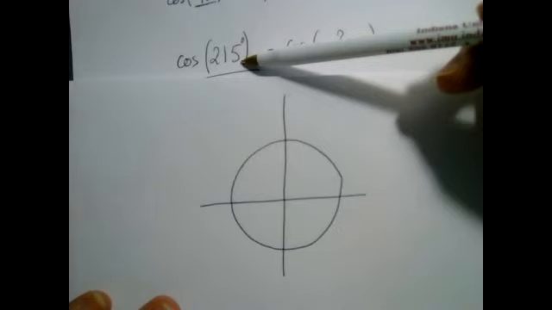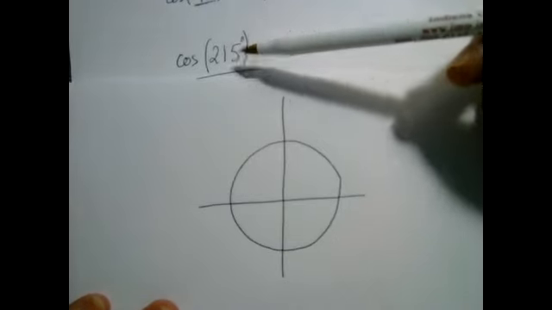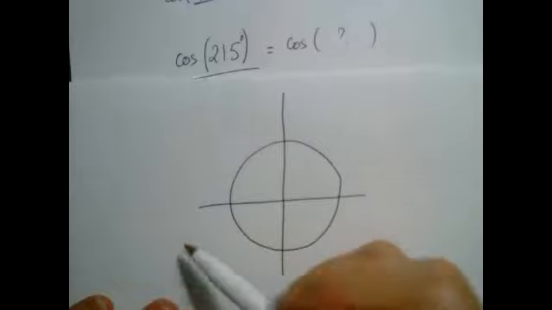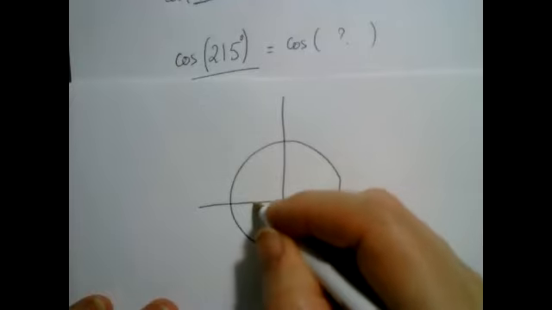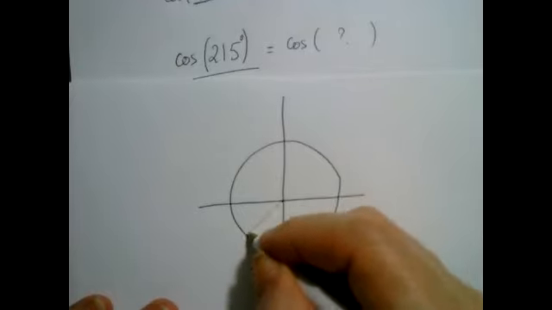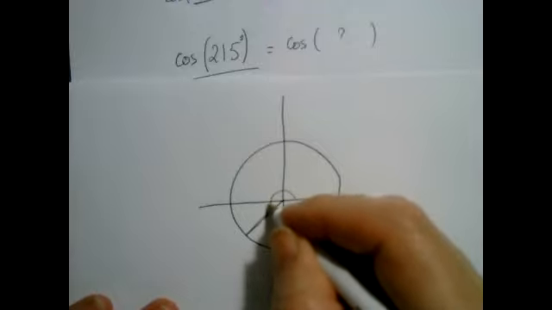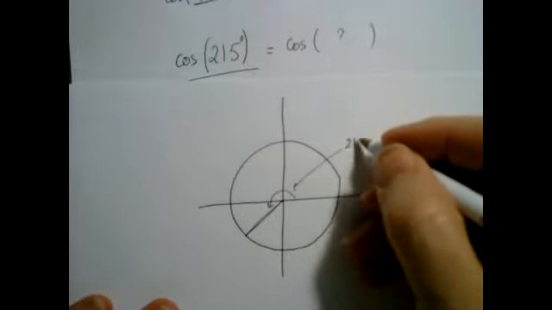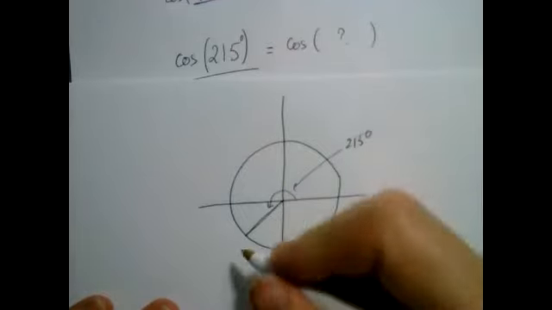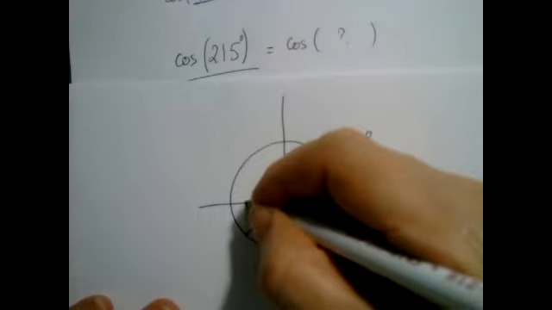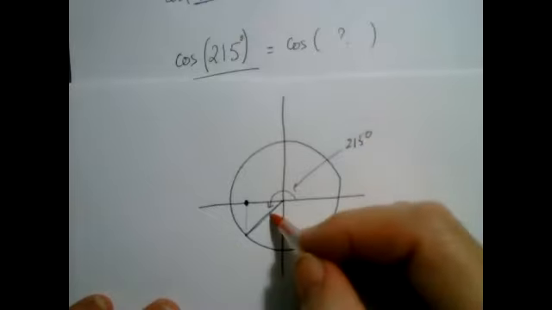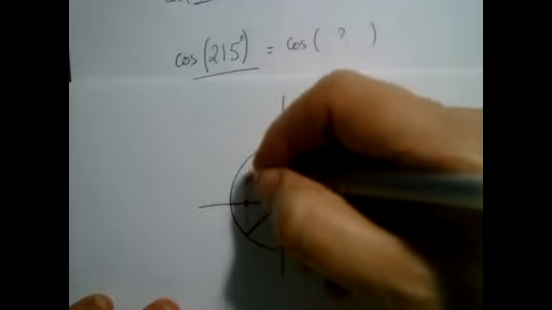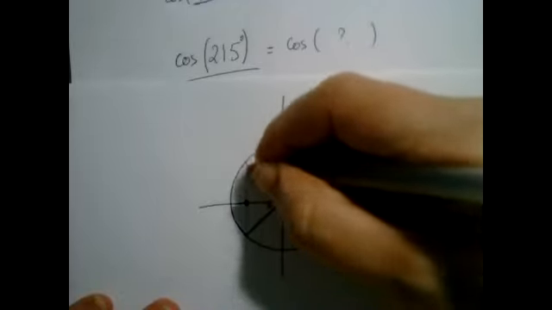Question number 1, 215 is in which quadrant? Quadrant 3, do we agree? 215 is in quadrant 3. Yeah, that's 180, that's 270, so 215 is somewhere in here. This is 215. What is the cosine of it? It's the x-coordinate. Okay, give me another angle. First, we're going to graph the angle and then we find it. Which other angle will have the same cosine? It's the other angle which will have the same x-coordinate. It's this one.